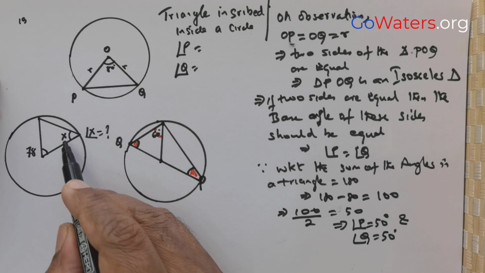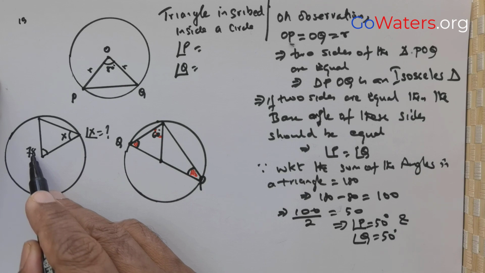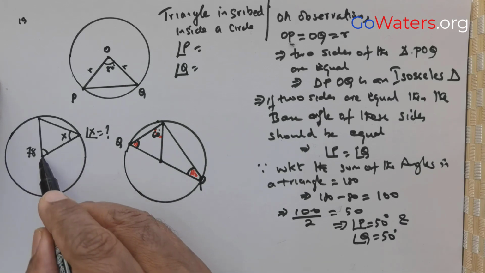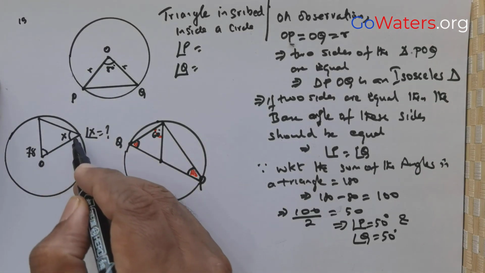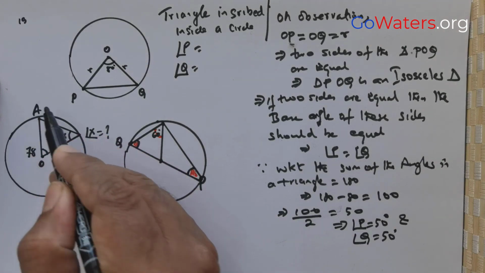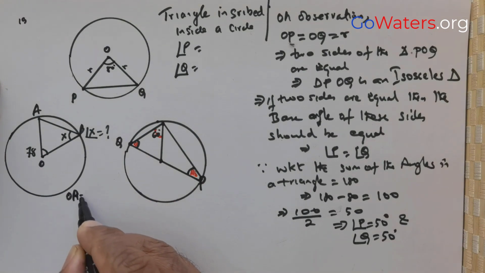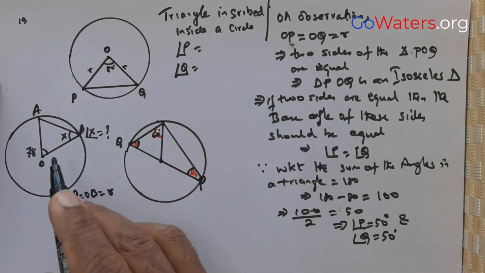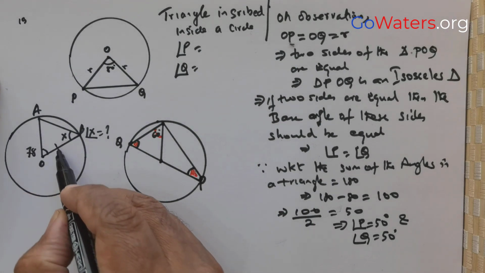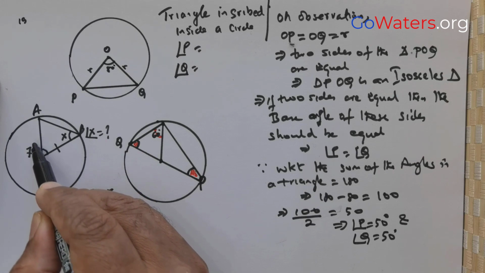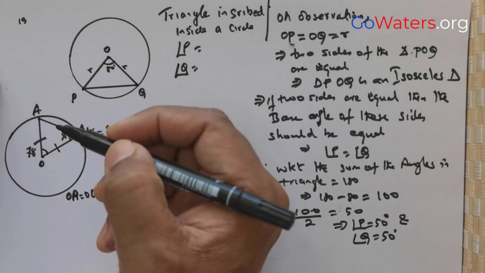We are expected to find the value of x, and this angle is given to be 78 degrees, and clearly you can see that there is a connectivity from O to the end point. Let me just name these points as A and B. So clearly we can see that OA is equal to OB is equal to the radius of the circle. And as I mentioned to you, once two sides are equal, we are dealing with an isosceles triangle.